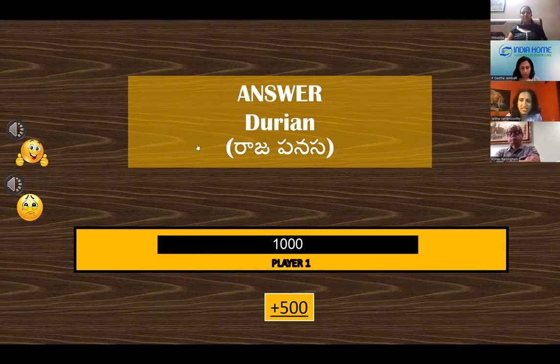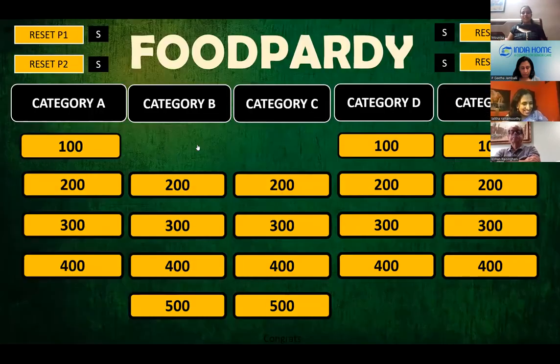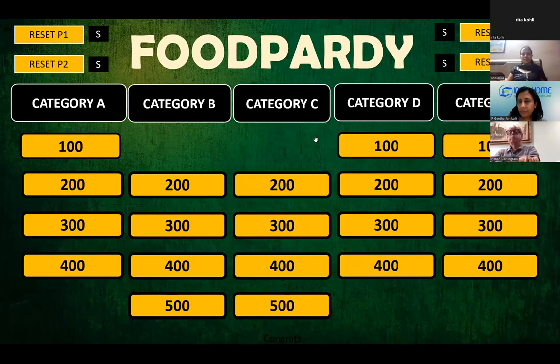Okay, who's going next? 100 for D, category D. This is Kiran, for category D. Kiran ji, 500 to nahi hai. No, I mean 100. I said 100. 100 for category D. Okay, Kiran ji, 100 for category D. Your D is your clue.